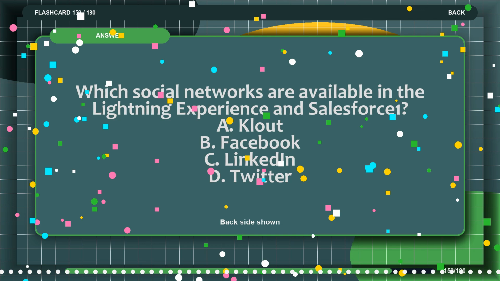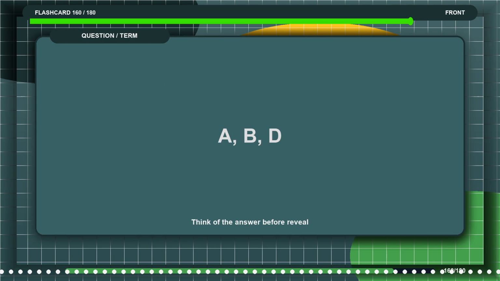The answer is: which social networks are available in the Lightning Experience and Salesforce1? A. Klout. B. Facebook. C. LinkedIn. D. Twitter. Flashcard 160. A, B, D. Think of the answer before the reveal.